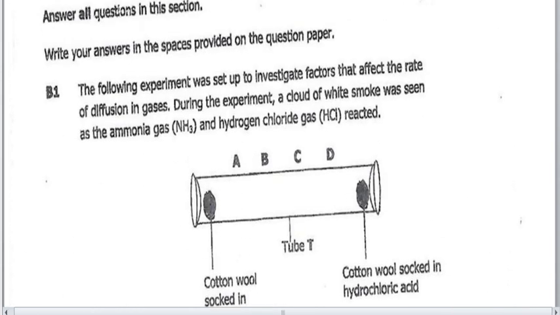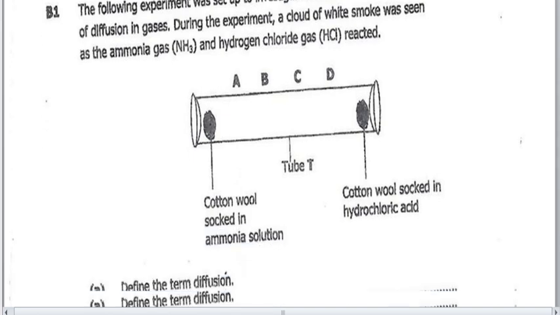Section B1. The following experiment was set up to investigate factors that affect the rate of diffusion in gases. During the experiment, a cloud of white smoke was seen as the ammonia gas and hydrogen chloride gas reacted. There is a tube T. We have cotton wool that is soaked in ammonia, and another one that is soaked in hydrochloric acid. So now, what are they trying to tell us?